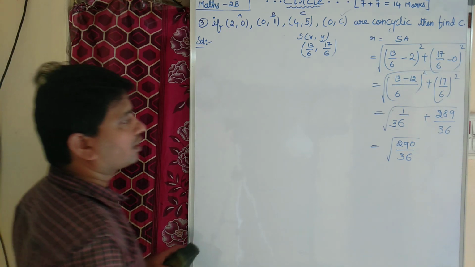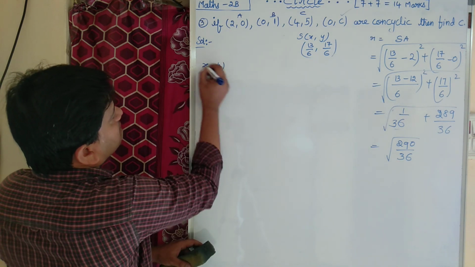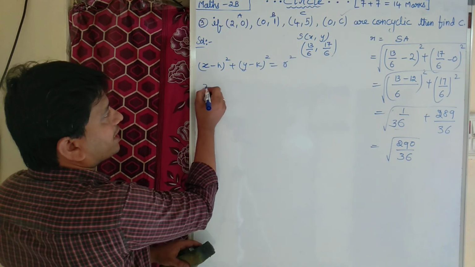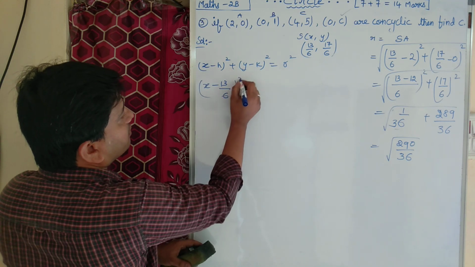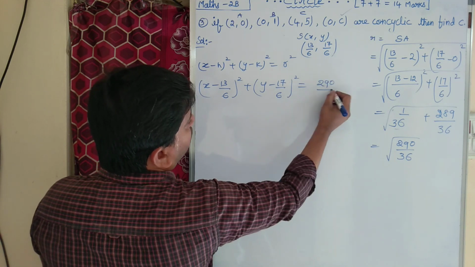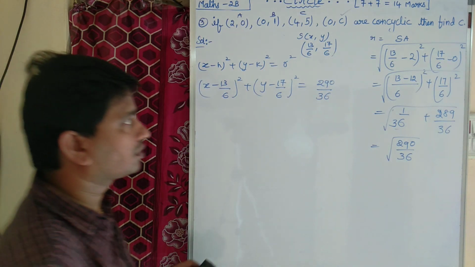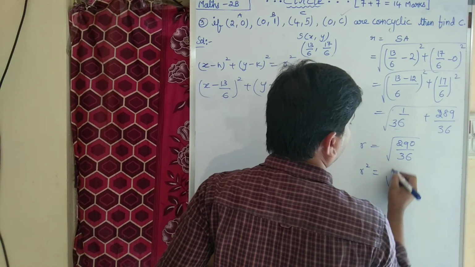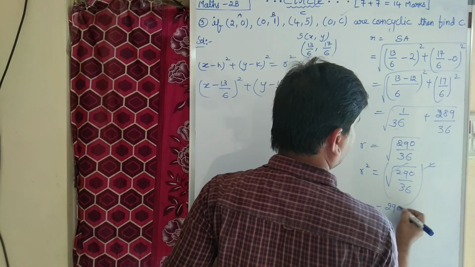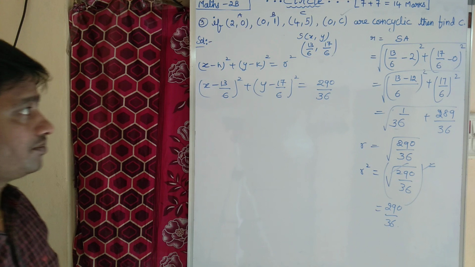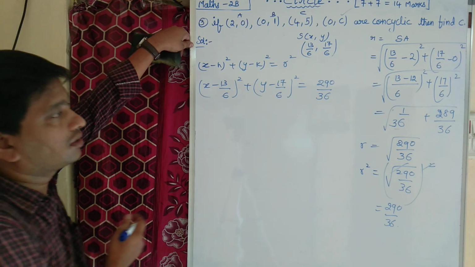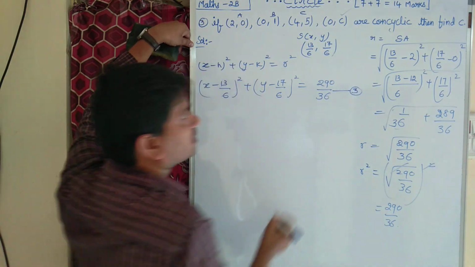Okay. So the equation of circle formula: x minus h whole square plus y minus k whole square equal to r square. So x minus h value 13 by 6 whole square plus y minus k value 17 by 6 whole square equal to r square, which means root over 290 by 36 whole square. Square root cancels, you will get 290 by 36. Right? Yes. This is our equation of circle. We call it equation number 3.